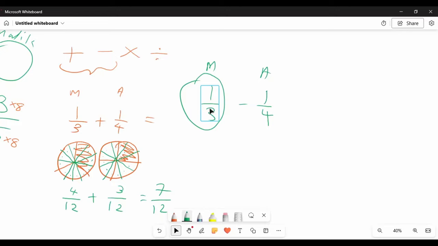Same concept. We have to make the denominators the same. So 1/3 becomes 4 over 12, and 1/4 becomes 3 over 12. So we can subtract this. 4 minus 3 is going to give us 1 over 12. So Malik will have only 1/12 of the pizza for himself. All right.